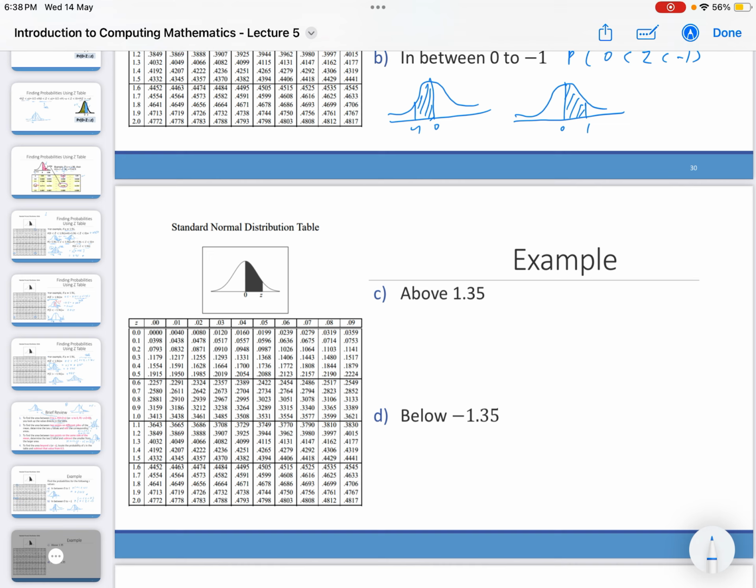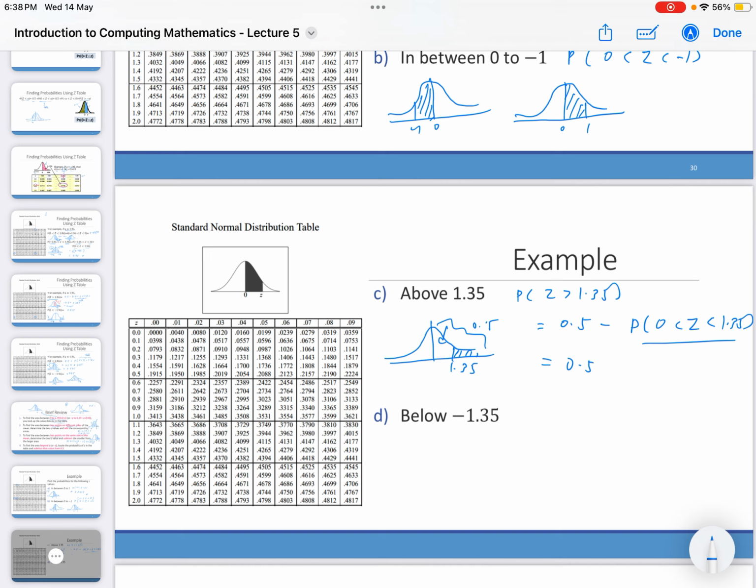So next, we want to find probability of Z above 1.35. So probability of Z greater than 1.35. Okay, so we draw the bell-shaped curve. So let's say this one is 1.35. So we want probability of greater than this. Okay, and then we know everything here is 0.5. So this one is actually equal to 0.5 minus probability of Z from 0 to 1.35. Okay, and then this region here, we can find the probability from the table.